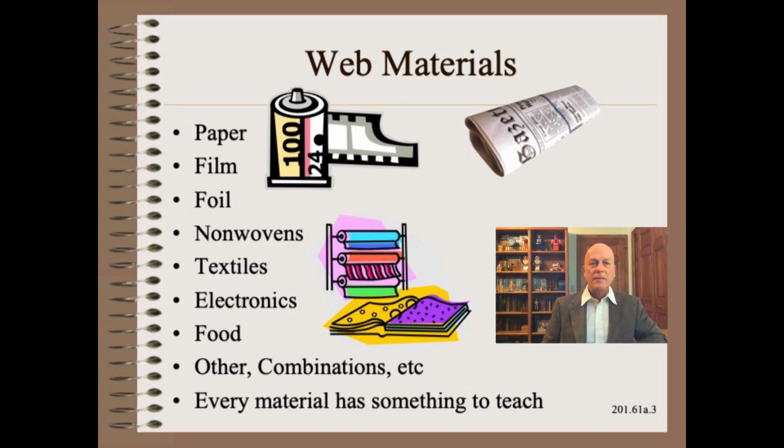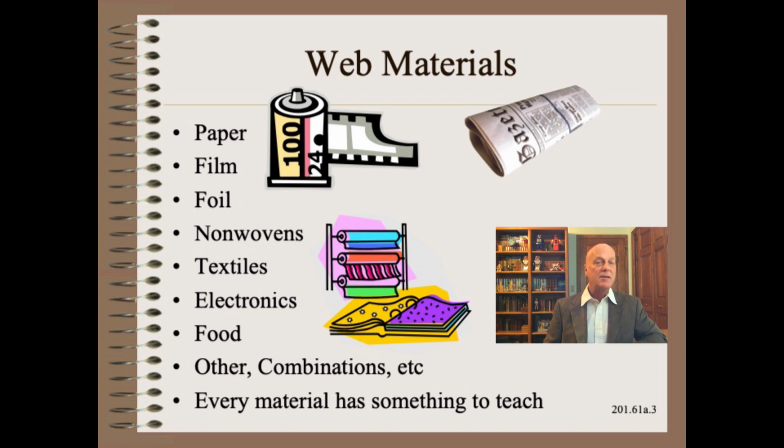Look around you. The room you are in may have 10, 20, or even 100 different web materials. Paper is the oldest web material. Though it is more than 2,000 years old as a sheeted material, it was 200 years ago that paper was first made as a web.